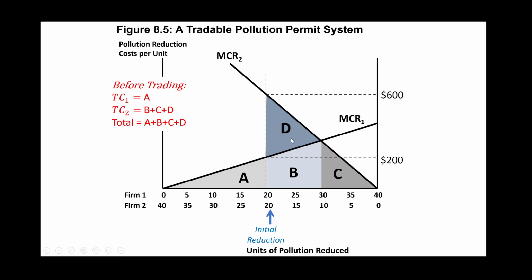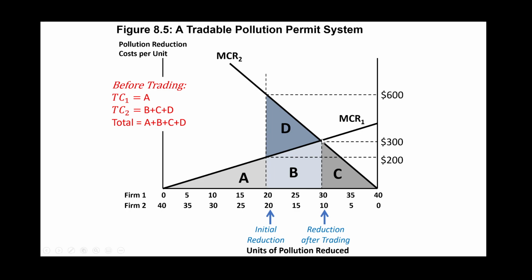And so they'll continue to buy and sell. And let's say that we settle on one price for all the permits together. What would that price be? That would be $300. They will negotiate and they will exchange permits at $300 apiece.